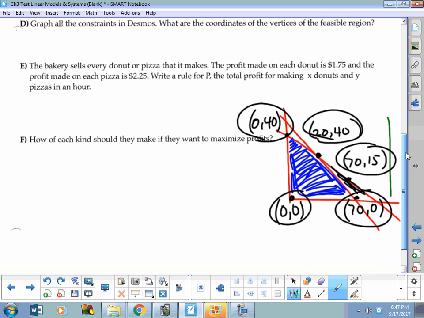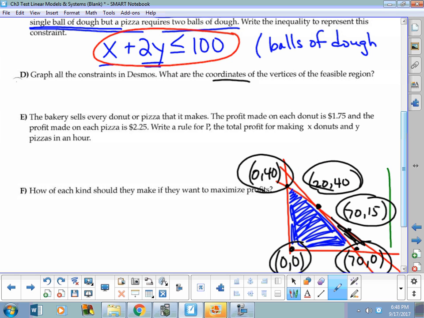So how is that possible? So these are the coordinates. Here's the thing that we haven't discussed yet, and it wasn't even given to you until the problem down here, is that the constraint for the profit is 1.75x plus 2.25y. And we set that equal to our maximum. We're trying to profit, so we want this to be max.